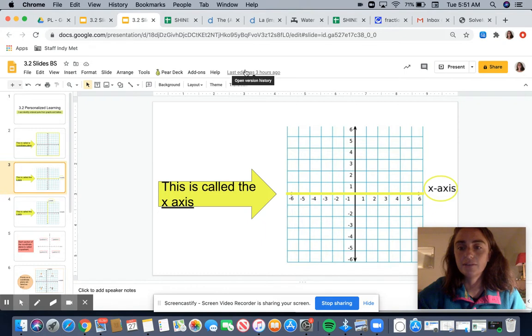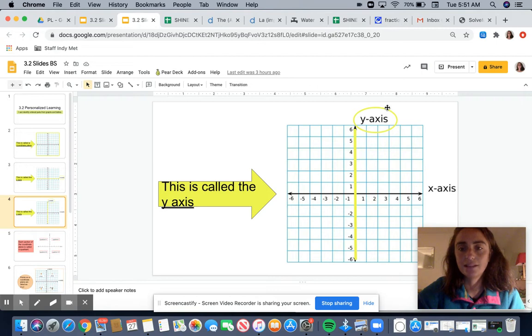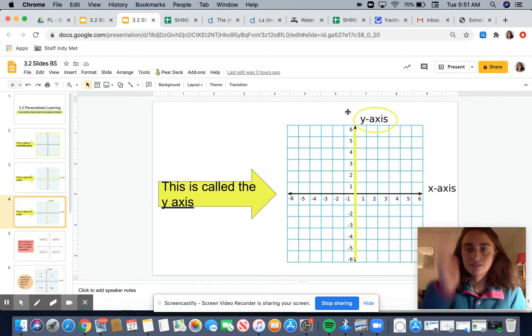On the coordinate plane, you have the x-axis, which is highlighted in yellow. You also have the y-axis, which is highlighted again in yellow. One way I like to remember the y-axis is because the y-axis is a horizontal line, and on the letter y, you have almost a horizontal line.